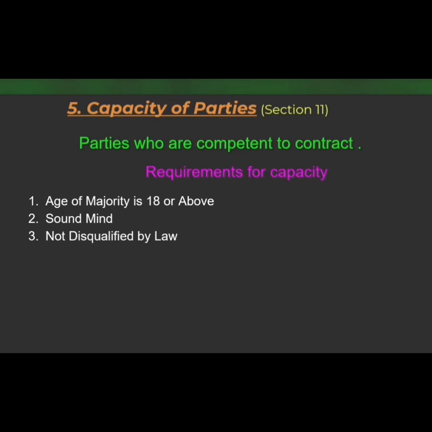The next one is capacity of parties. According to section 11, parties who are competent to contract. It means the parties are eligible or able to form a valid contract. Here we have few requirements from the law. First one is age of majority, and we all know age of majority is 18 or above. Second requirement as far as eligibility or capacity is concerned, that is sound mind. Next one is not disqualified by law. I'll provide you detail of all these 1, 2, 3 points in the coming lectures.